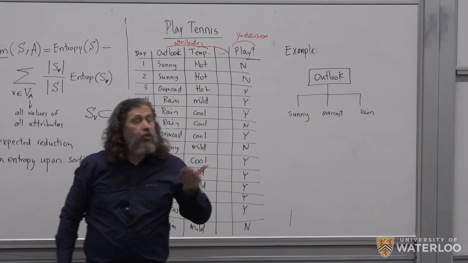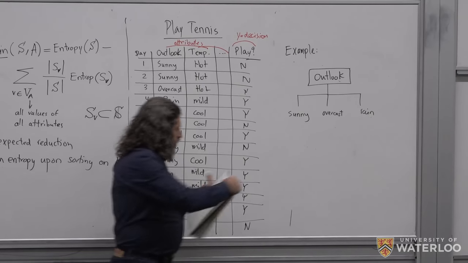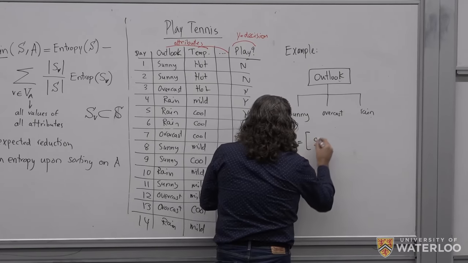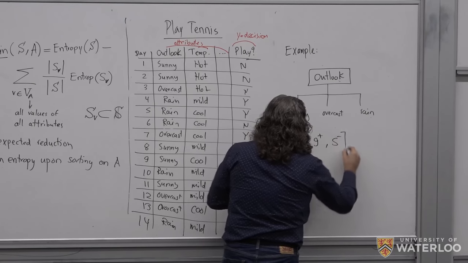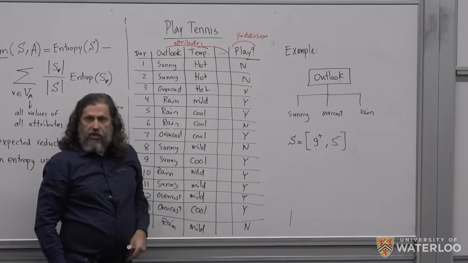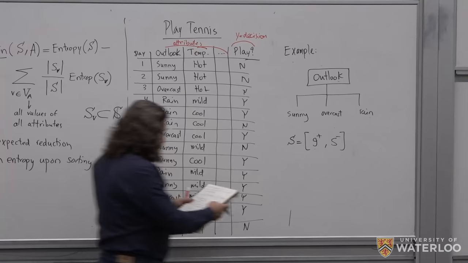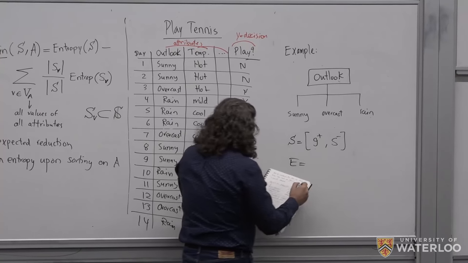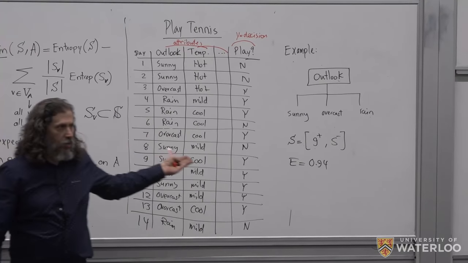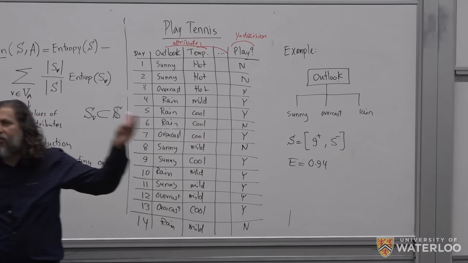So if I look, my data set has 9 positive and 5 negative samples. 1, 2, 3, 4, 5 nos, and of course 9 yeses. So you can calculate the entropy of this. The entropy of this is 0.94, right? We know how to calculate the entropy. Minus the probability of positive cases times the log of the probability, minus the probability of negative cases times the log of the probability of negative cases. You get 0.94. The entropy of this data set is 0.94.